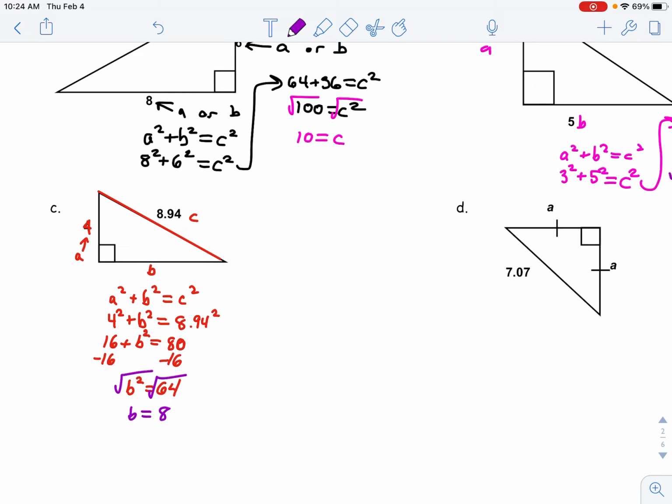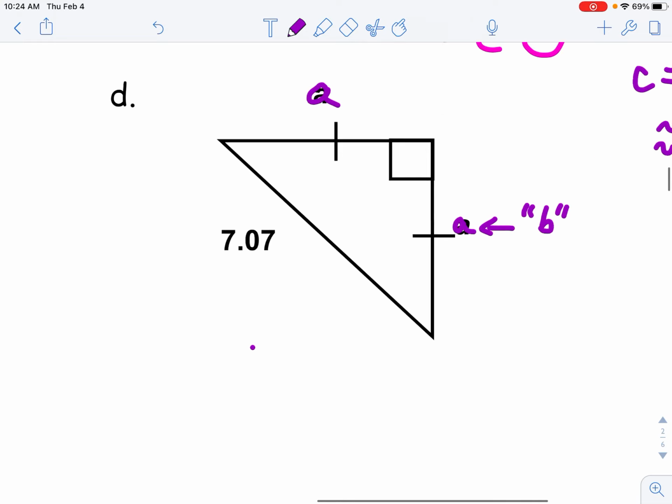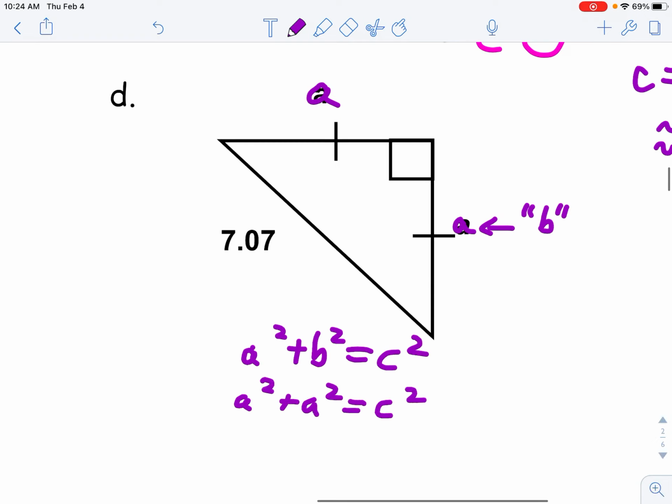And then last one, this is a great one. We'll be talking about more of this stuff a lot in the future. Notice how this gives me A and A. This A is essentially B. All right, so when I have A squared plus B squared equals C squared, in this case, I'm going to have A squared plus A squared equals C squared. This is a right isosceles triangle, all right? So in this particular case, we have C, we have the hypotenuse. Now we need to find the legs of the isosceles triangle.